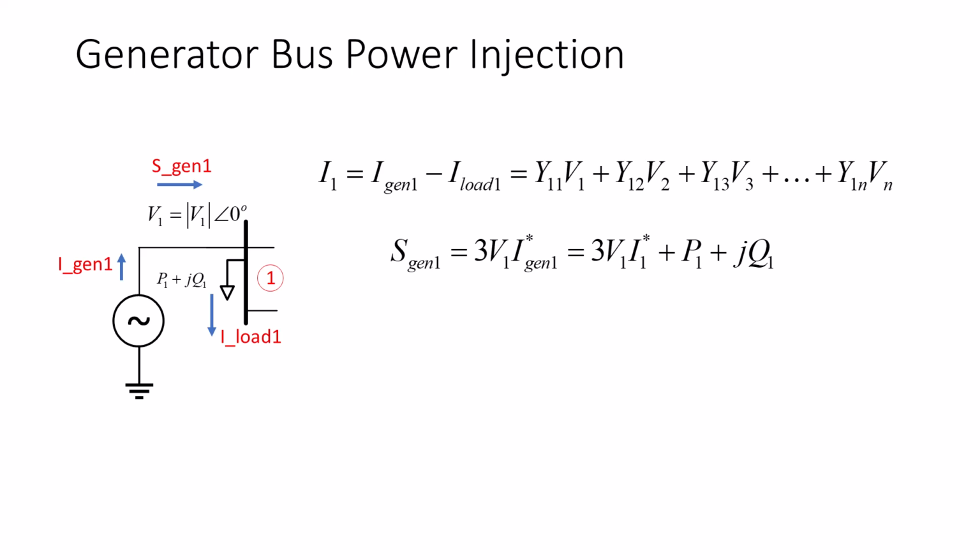To find the power injected by the swing bus generator at bus 1, we need to realize that the bus 1 current computed by taking Y bus times V is actually a net injected current. This net injected current I1 will be equal to I gen 1 minus I load 1 as shown in this figure. To find S gen 1, we can use the formula shown here where we compute 3V1 times I1 conjugated and then add the swing bus load power.